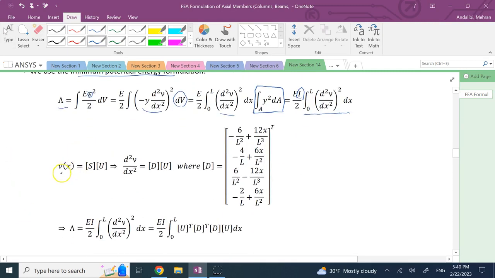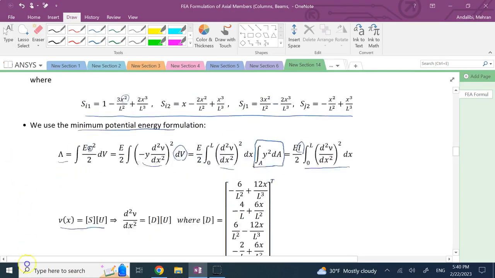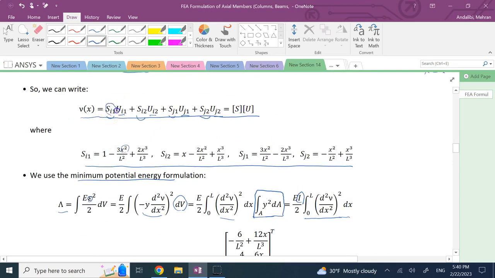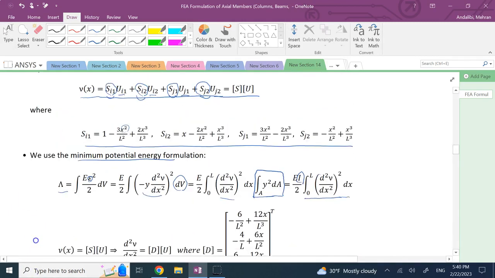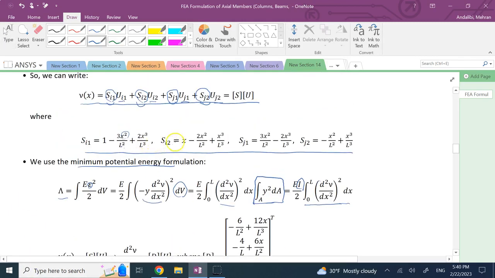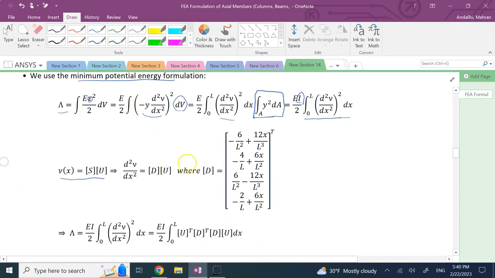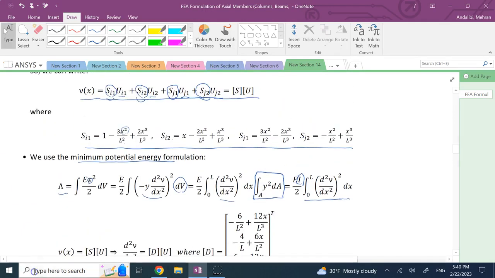Well, remember, nu was S times U, and S had 4 components. These 4 components here, right? And each one of them is a function of what? Is a function of X. So what I need is, now take second derivative of what? Take second derivative of these S functions with respect to X, because U's are just constant numbers. So what I need is take second derivatives of these S's, and here I call them d's. So these are the second derivatives of these functions, right?